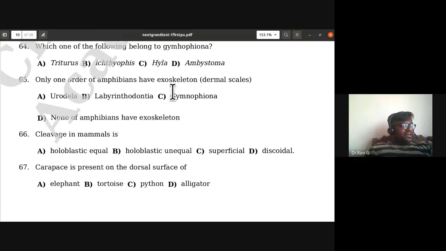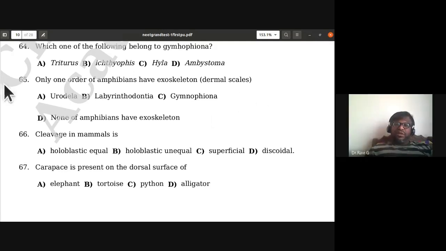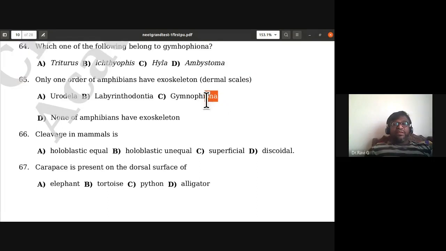Only one order of amphibians has exoskeleton, that is dermal scales, and that is Gymnophiona, which has the example Ichthyophis. So two questions together I've given with that particular purpose. So Gymnophiona, this is the answer. It has dermal scales. The example for Gymnophiona is Ichthyophis. So remember that 64th B is the answer, 65th C is the answer.